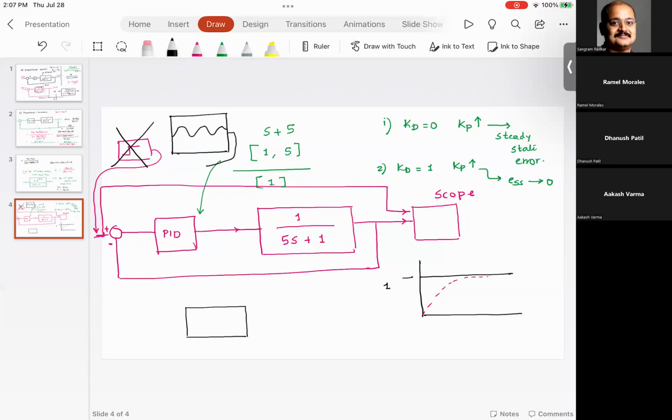First, set the value of D equal to 0. Then change the value of P, observe the response, and then add the value of D, Kd, and see the response. And tell me what you observe.